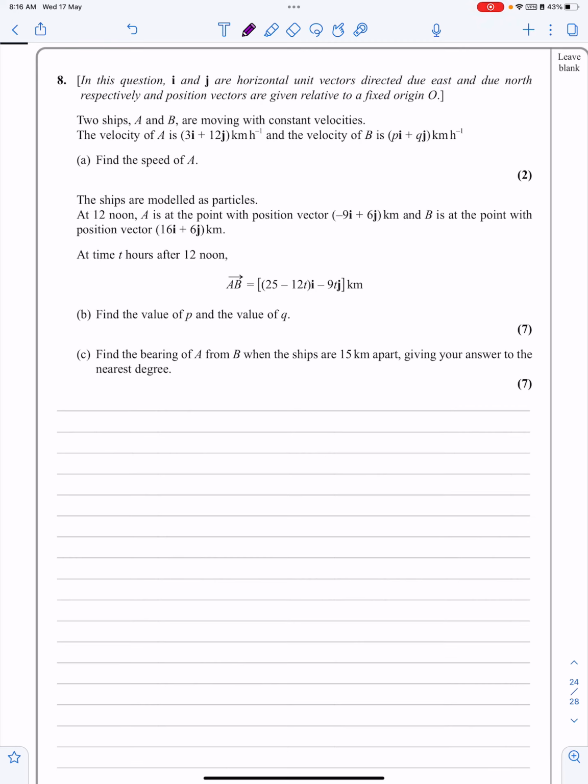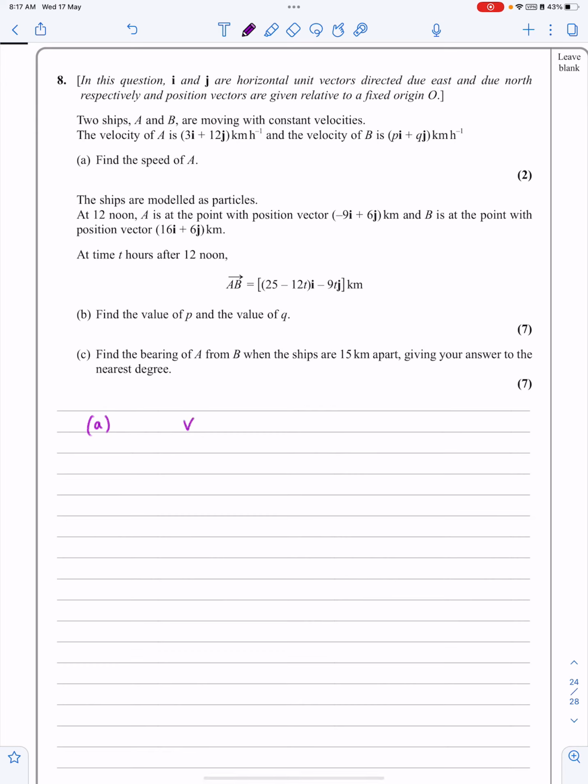So it says, two ships A and B are moving with constant velocities. Ship A has velocity 3i plus 12j. Ship B has velocity pi plus qj. Find the speed of A. Well, that's dead straightforward. Normally I draw a little diagram out. I don't even need to with this, but I quickly looked over it. It's only worth 2 marks here. This is a gimme, really, that's for part A.